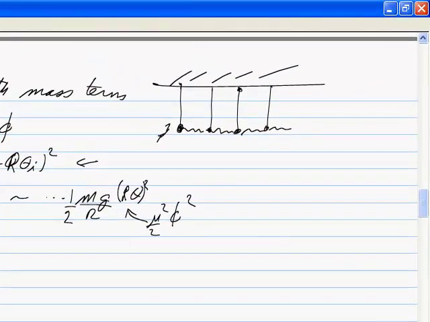Okay? So after a while you get your intuition up, and you know that this thing is going to give you a mass term. It also gives you a phi to the fourth term also, right? So there's also going to be phi to the fourth terms.